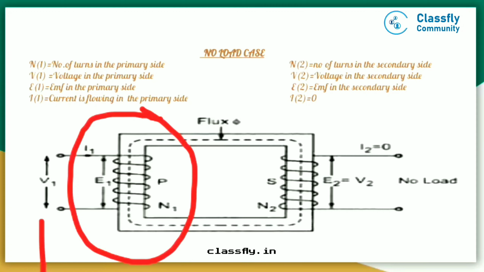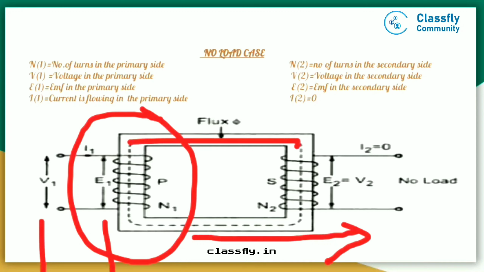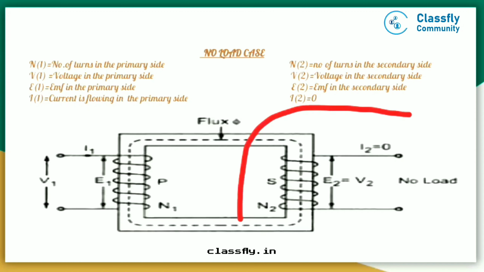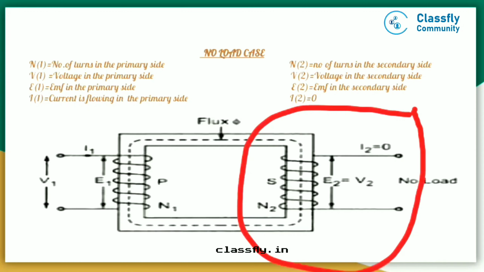As there is a voltage supply, we will receive an EMF which will be our E1, and a current will be flowing in the primary side. Only one flux will get generated here, which will move in this direction and be represented as phi. Next, in the secondary side, similarly we will have some windings, denoted as N2. As there is no load, there will be no current flow, so our I2 here will be 0. The voltage in the secondary side will be represented as E2, which is the EMF in the secondary side.